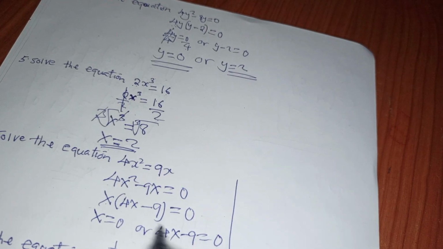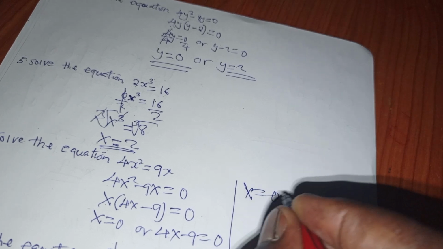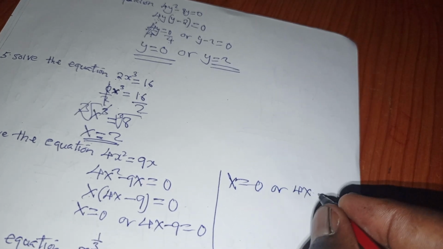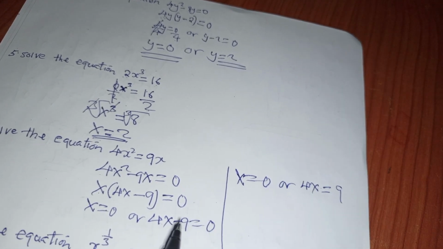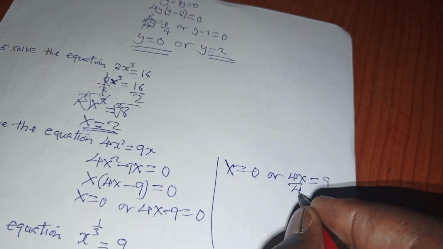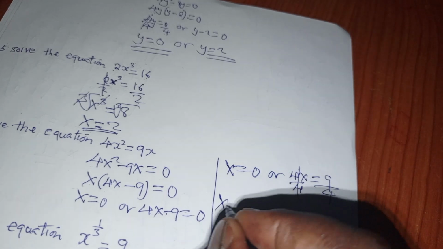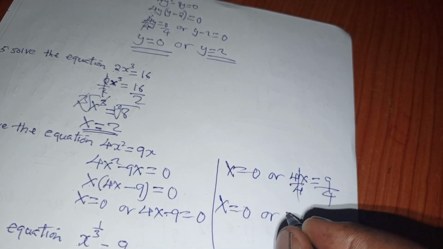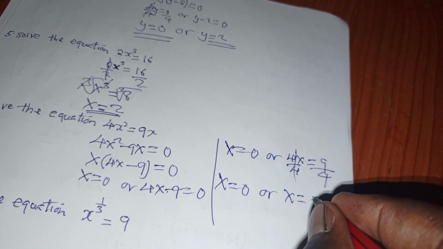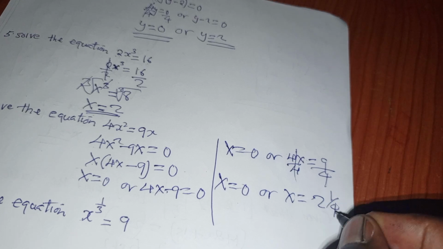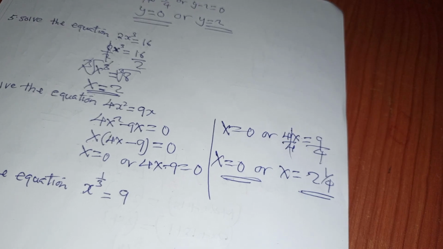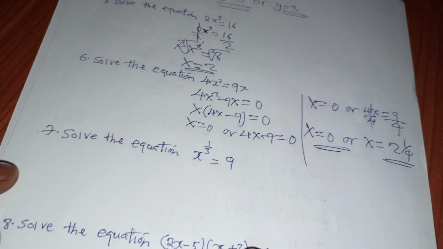Right from here, x is equal to 0, or 4x is equal to 9, because after crossing also this one becomes positive. So I'll say over 4 you cancel. So x is equal to 0, or x is equal to 9 over 4, which is 2, remainder 1 over 4. So these are the two answers, x equal to 0 or x equal to 1 over 4.